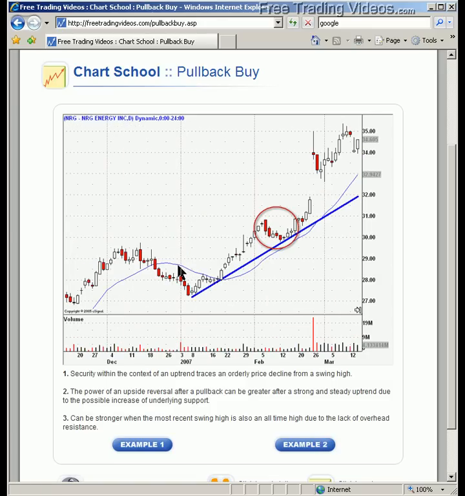Second example, same kind of thing. We have the 20 MA rising nicely, higher highs and higher lows. This is an incredible run after this little base. 1, 2, 3, 4, 5, 6, 7, 8, 9, 10, 11, 12 bars in a row. Almost unheard of. Most stocks move in 2 to 6 bar moves. You can check that out before profit taking occurs. And just a very, very small orderly pullback.